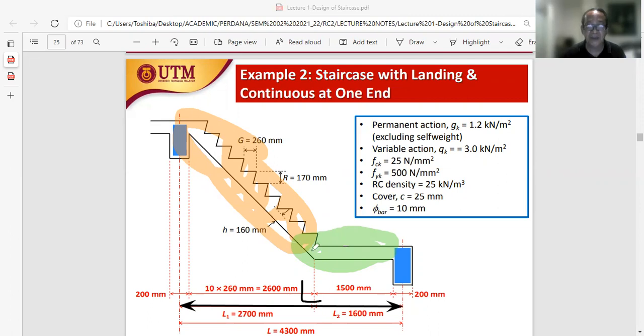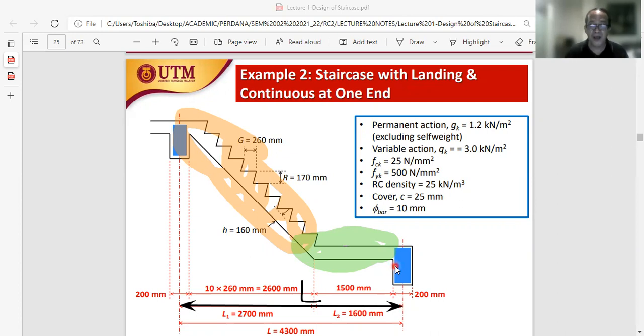Within the same span, within this L, we have both components represented in a single span. So we can conclude that there will be no distinct, different design to be applied to the horizontal landing section and the inclined section. We will design both the inclined and the horizontal section as a single component. Okay, that is number one.